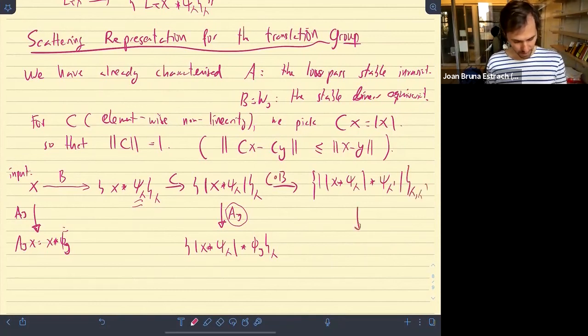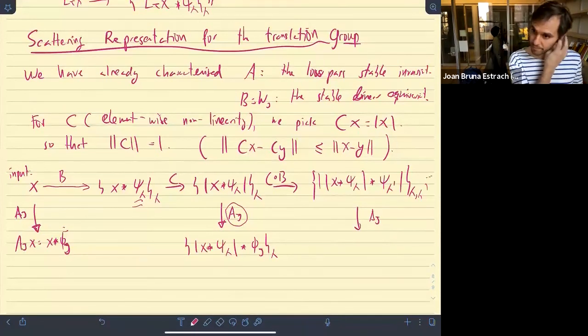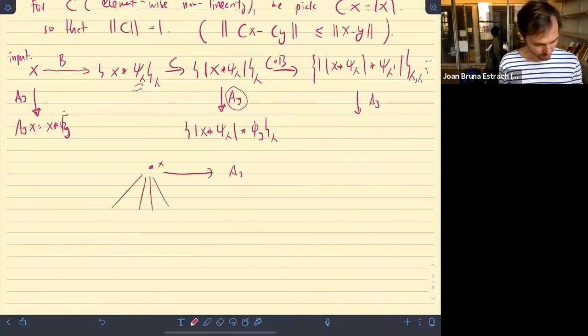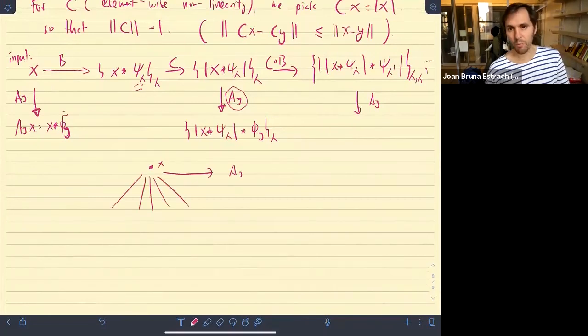And then we can keep applying AJ and keep going. Okay, so really you can think of it as a tree if you want. We have an input X, we have an output that is the low pass, and we have a bunch of filter banks that complement the low pass. These are different scales and orientations. For each of them, I can extract new low pass filters.